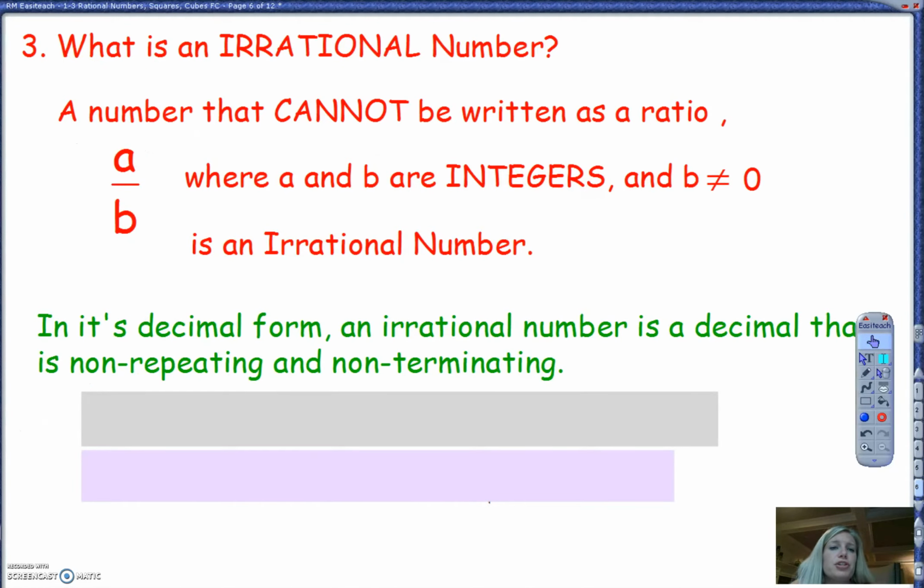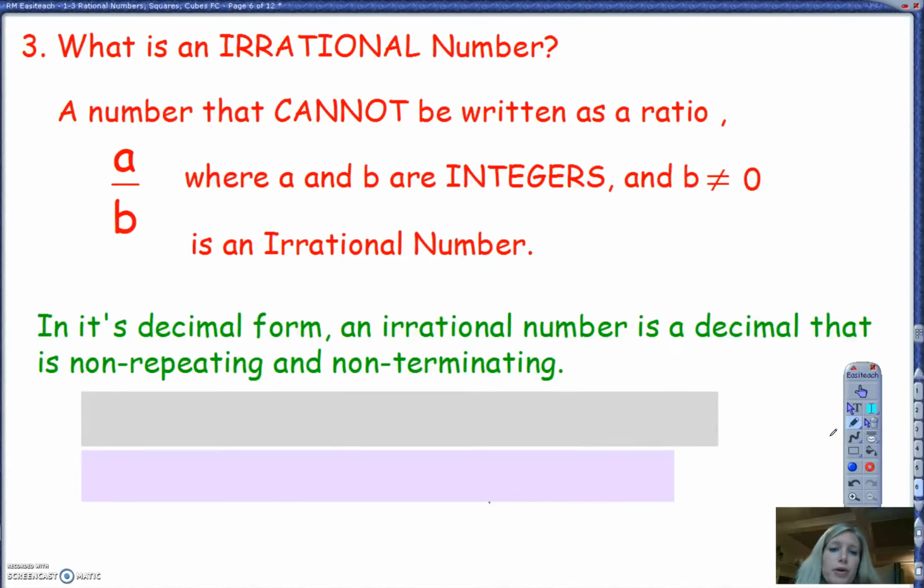What is an irrational number? A number that cannot be written as a ratio, where a and b are integers and b cannot equal 0, is irrational. So it cannot be written as a fraction. In its decimal form, an irrational number is a decimal that is not repeating and not terminating.